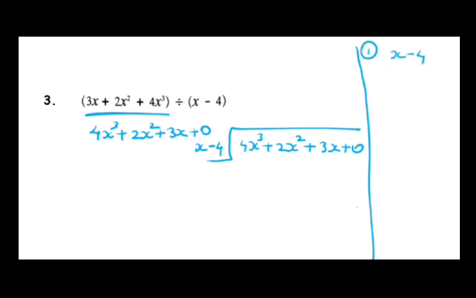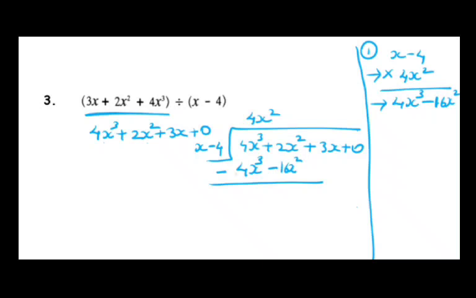X minus 4 needs to be multiplied by 4x square. Only then will we get the degree of cube. So 4x square into x makes it 4x cube. Minus sign in the middle. 4 into 4 makes it 16x square. So this goes as a part of my quotient, which is 4x square. This goes as a part of my working, which is 4x cube minus 16x square. As a part of division, minus sign applies to the whole expression.